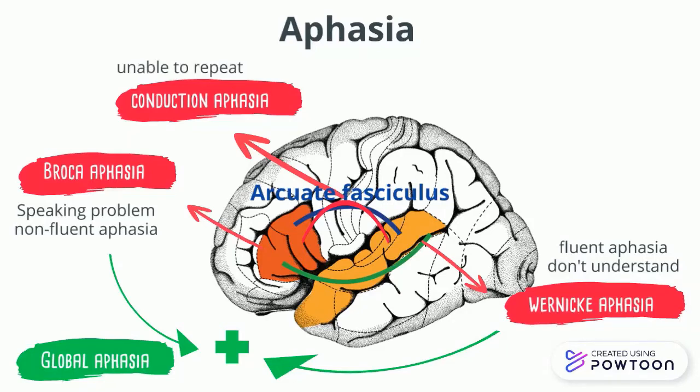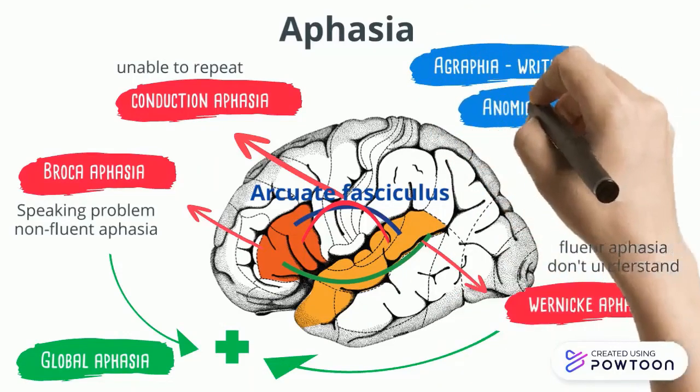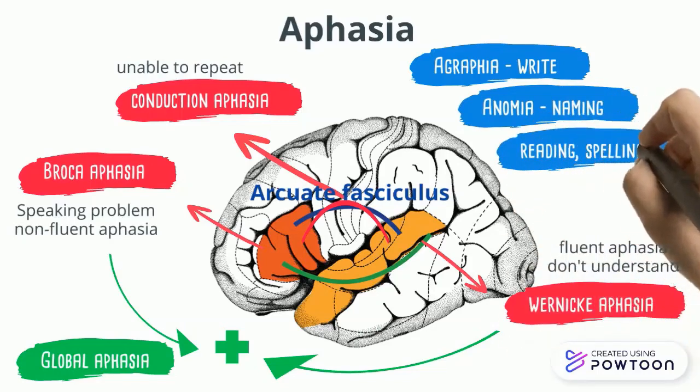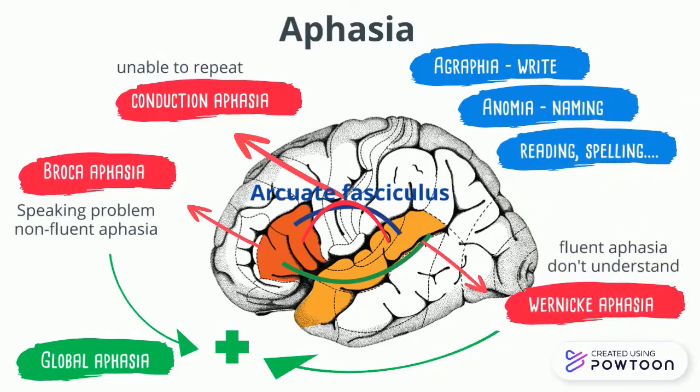We have other aphasias related to specific language functions, such as agraphia, which is the inability to write, anomia, which is the inability to name things, and other specific difficulties in reading, spelling, grammar, pronunciation, and all sorts of other things. But Broca's aphasia and Wernicke's aphasia are the most common.